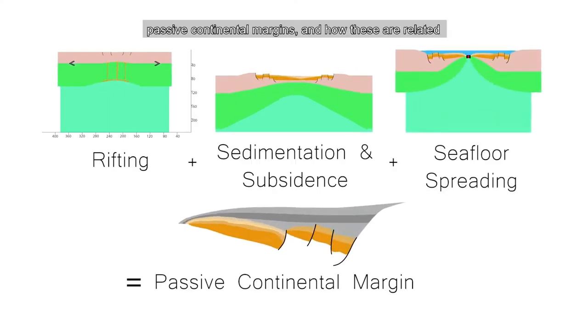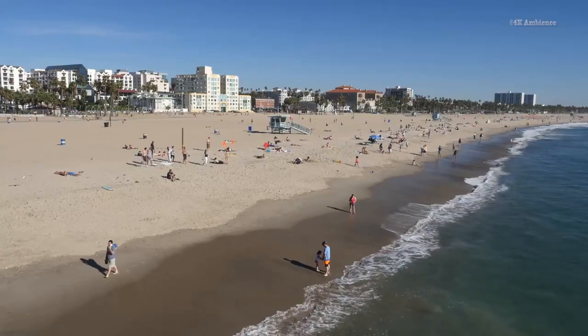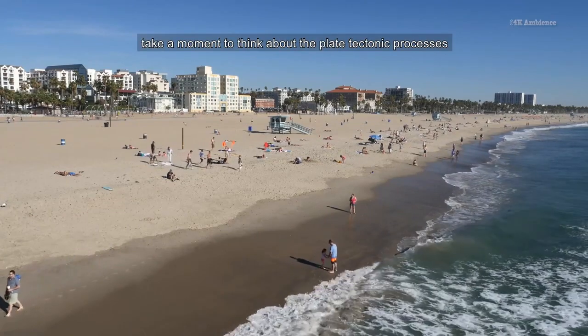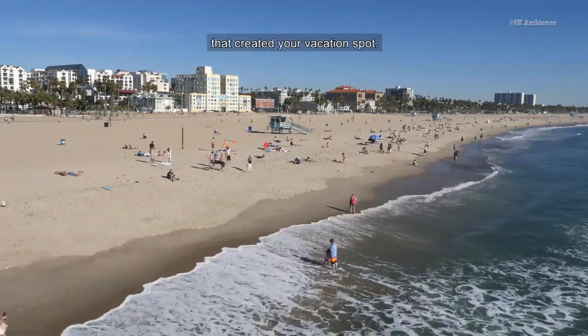We hope this overview of continental rifting, young oceans, and passive continental margins, and how these are related has been informative. The next time you enjoy a day at the beach, take a moment to think about the plate tectonic processes that created your vacation spot.